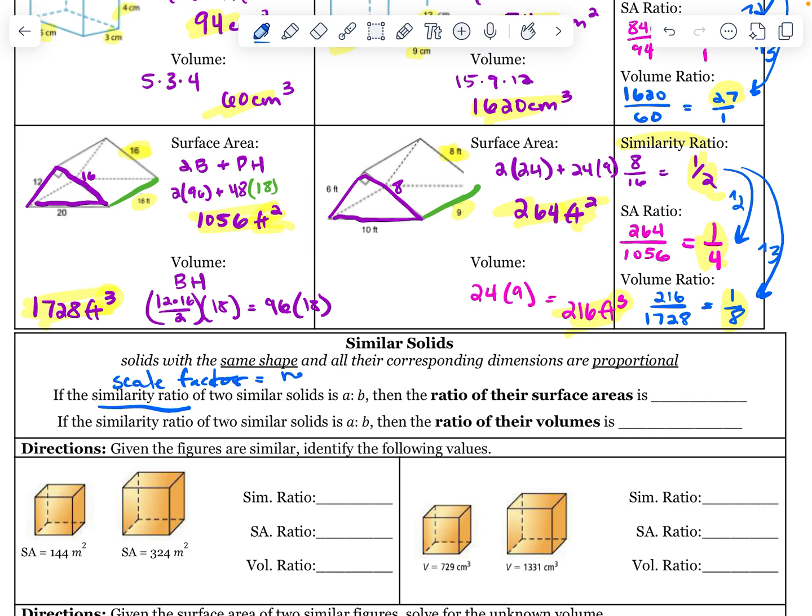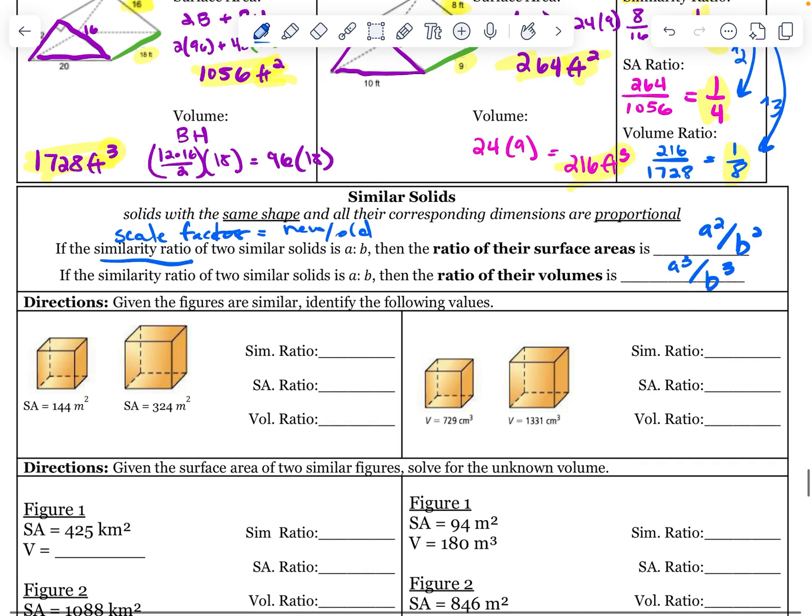It's equal to new over old. Then the ratio of their surface areas is, okay, so if it's A over B, then it's A squared over B squared. And then A to the third over B to the third. So we can figure this out.